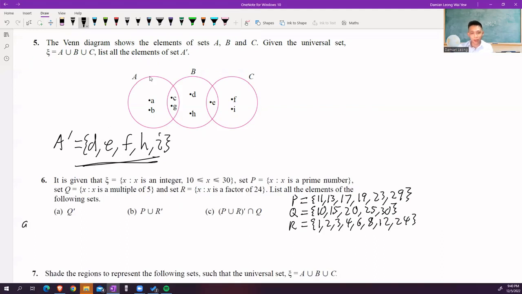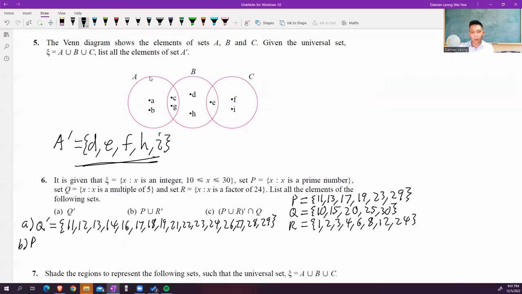Now, part A, Q complement. Very simple, everything outside of set Q. All the numbers from 10 to 30 except 10, 15, 20, 25, 30. So 11, 12, 13, 14, 16, 17, 18, 19, 21, 22, 23, 24, 26, 27, 28, 29. That's set Q complement.